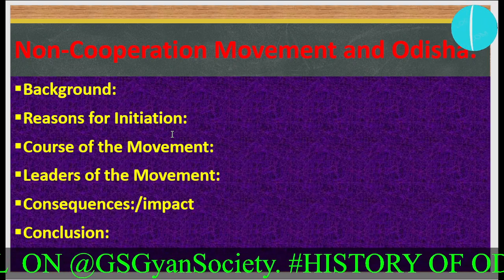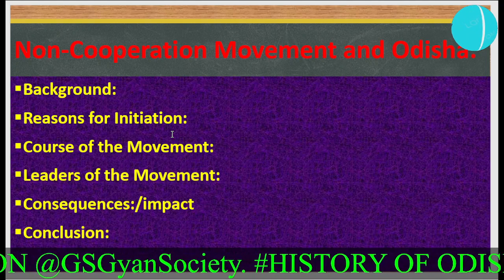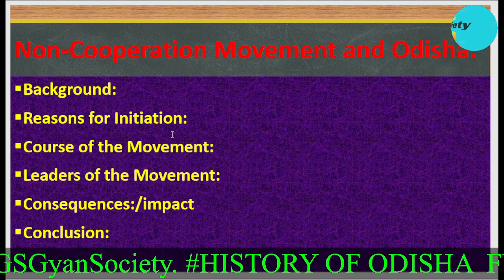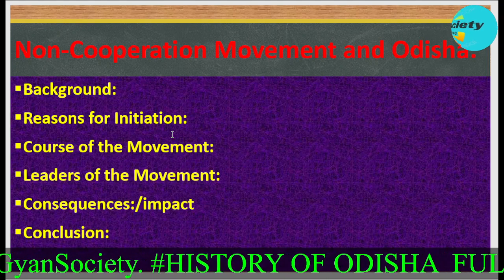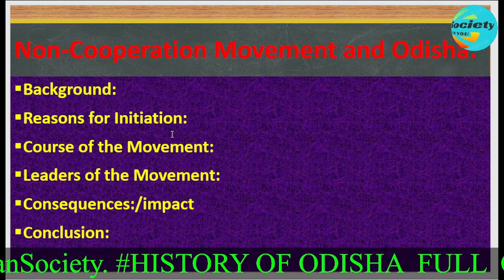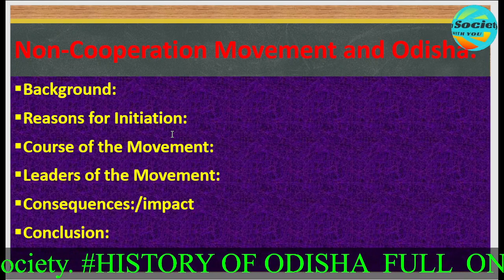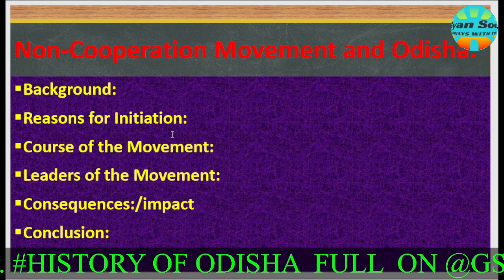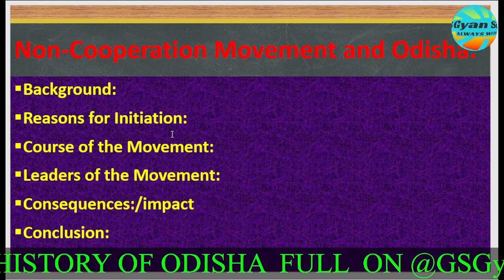Okay. This topic also we will talk about in subheadings. First one is what is the background of the non-cooperation movement. Okay, what is the reason for its initiation? Okay, third point, its course of movement, fourth, leaders of the movement, then consequences or impact, and finally, as usual, conclusion.